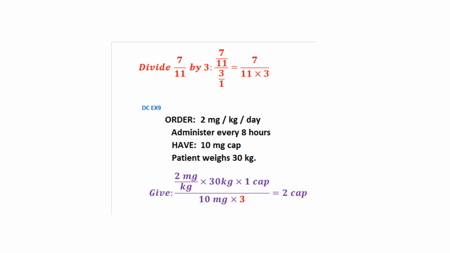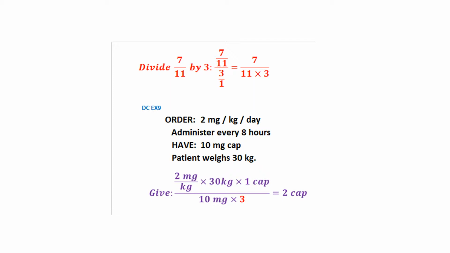Why did I divide by 3? It says every 8 hours. It says per day. 3 times 8 is 24. So when we now do our calculation, we got 30 kg or 30 on top. 10 times 3 is 30. The 30s cancel. And we will give the patient 2 capsules each time.